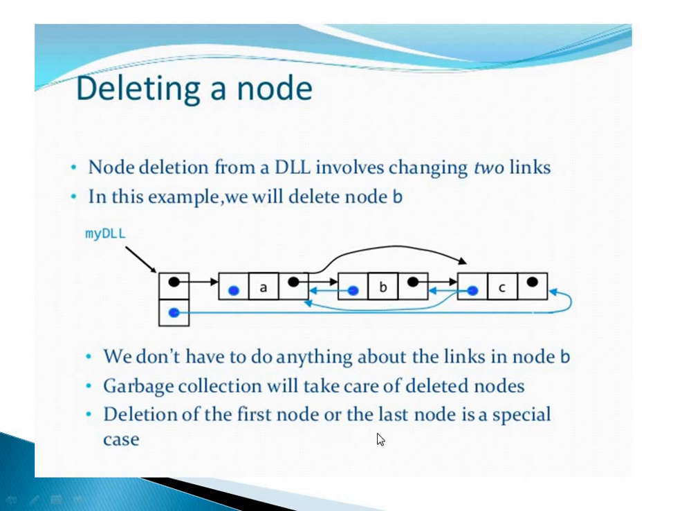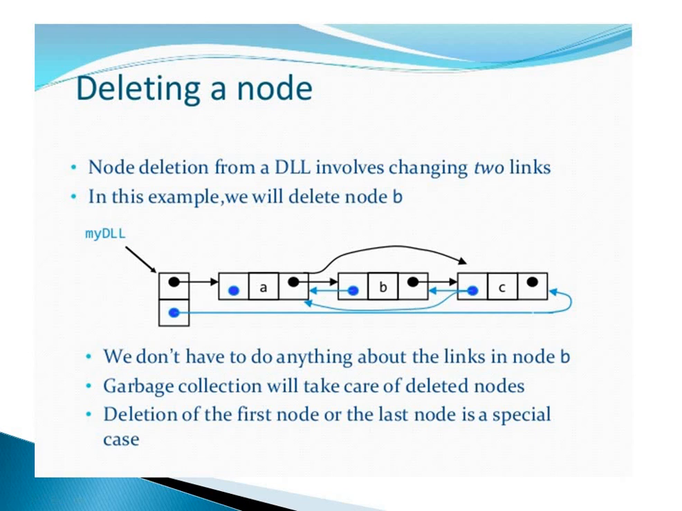And deletion of the first node or the last node is a special case. If you delete the first node, then after deleting it, the pointer will always point to the second node. If you want to delete the last node, again the pointer will point to the second node, and the null pointer will always point to the second node. So that will become the last node.